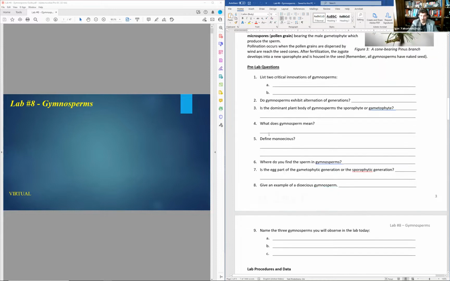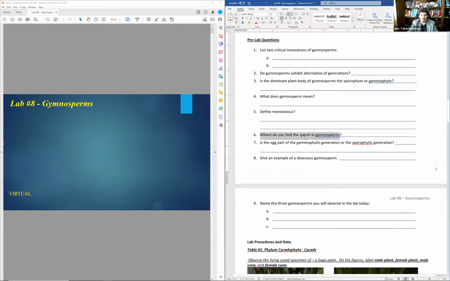Where do you find sperm in the gymnosperms? The actual sperm will be found inside of the pollen grain. Egg is a female gamete. So if it's an egg, if it's a gamete, you will find it in a gametophytic generation, in the plant which produces gametes, and the egg is one of those gametes, right?